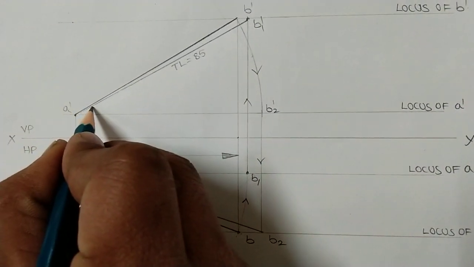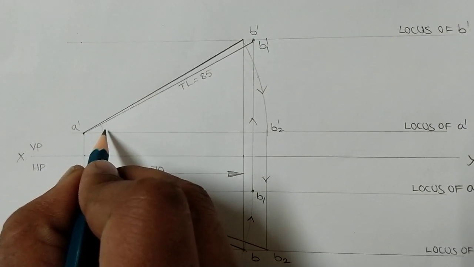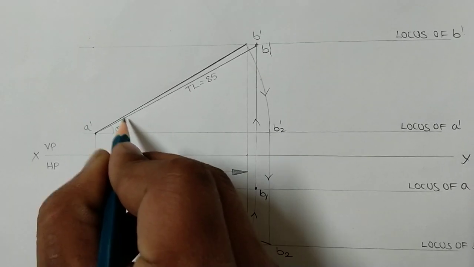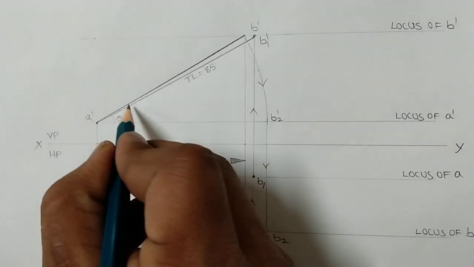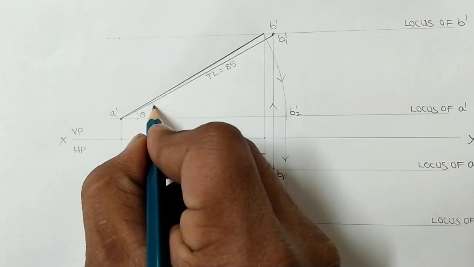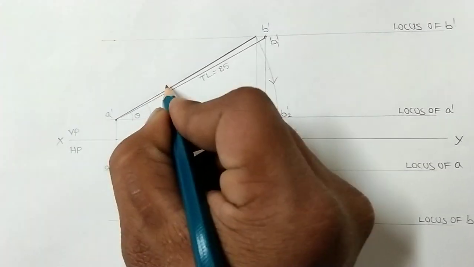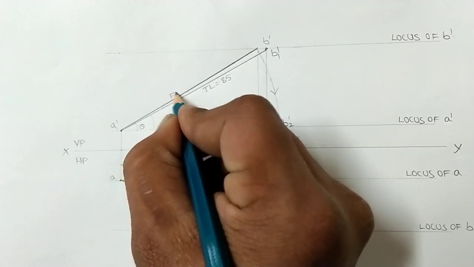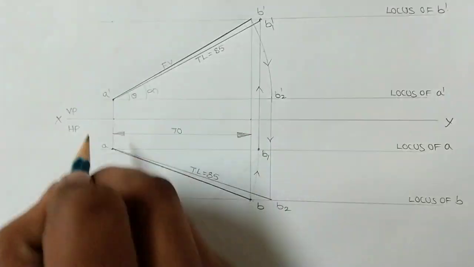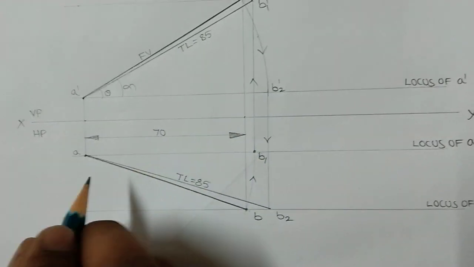If we come to the inclinations, the true length inclination with respect to the reference line, that is theta, we have to measure, and similarly we have to write at this particular position or separately, that is your wish. Similarly, the inclination of the front view line with respect to the reference line is denoted by alpha. We have to measure it, and similarly write it here.